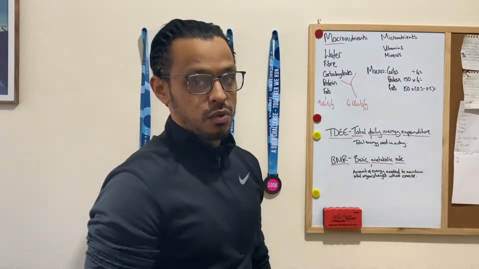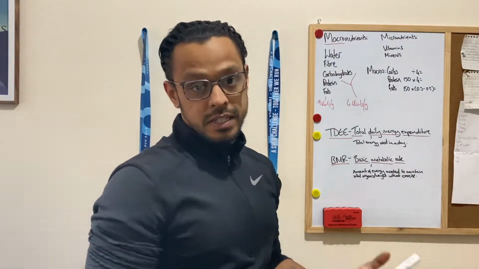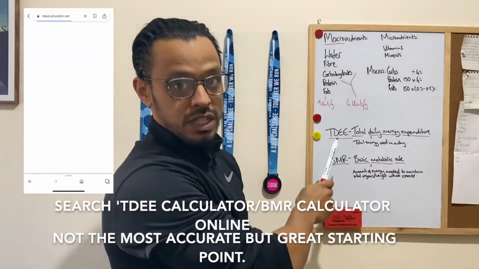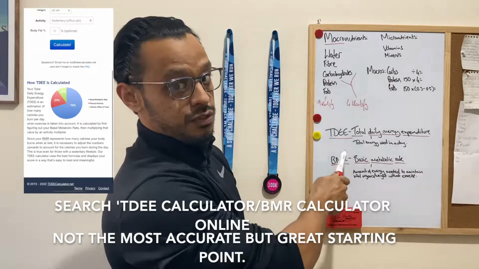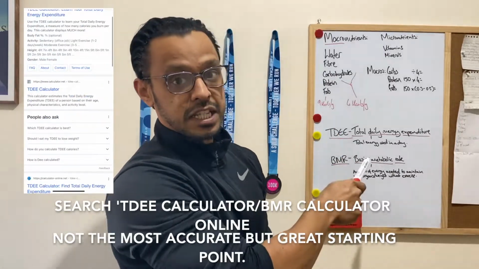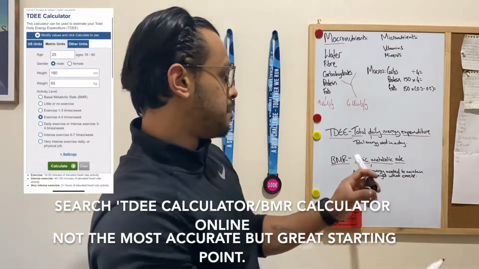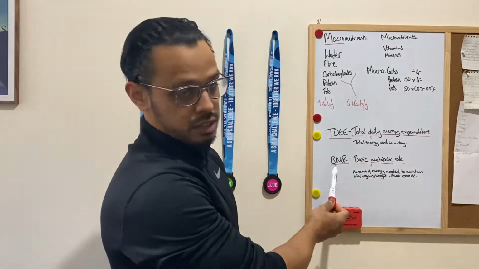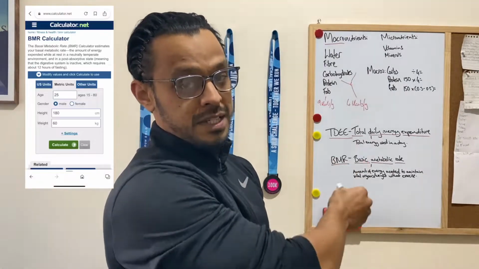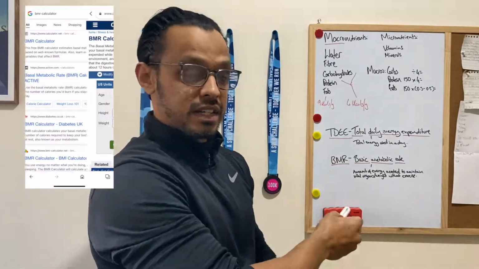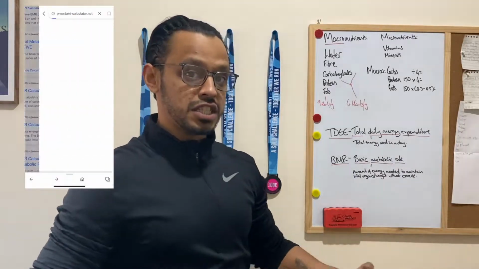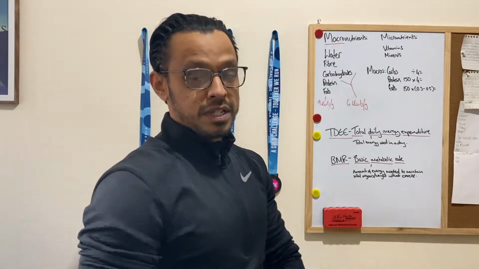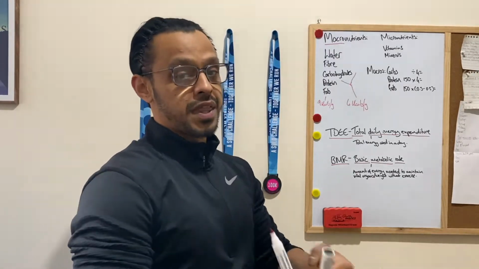Now, in order to work out what your maintenance calories is, so to speak, what you first need to understand is TDEE. TDEE stands for total daily energy expenditure, and what that means is how much energy you're using in a day. Then you need to understand what BMR stands for. BMR stands for basic metabolic rate. That gives you an indication of the amount of energy needed to maintain your current weight, as well as maintain the vital organs in your body, but this is without exercise.